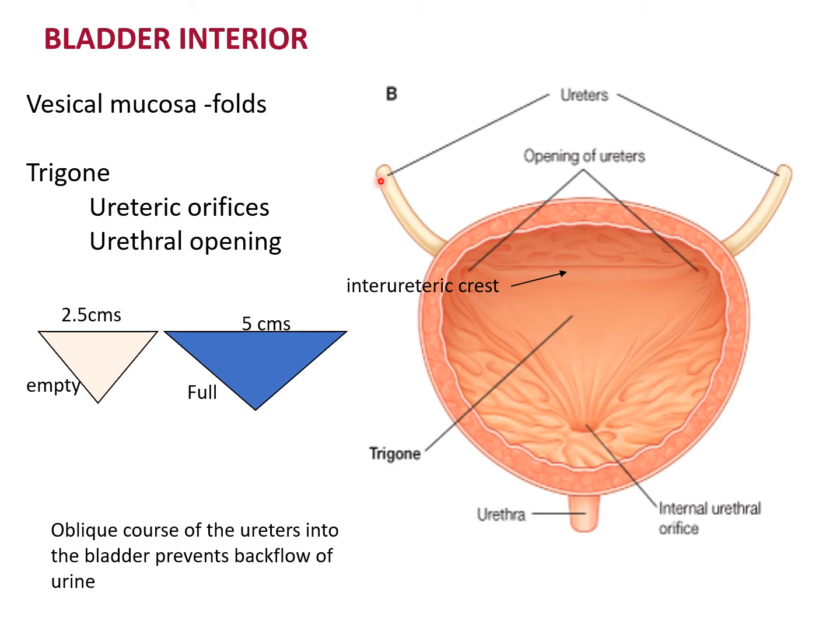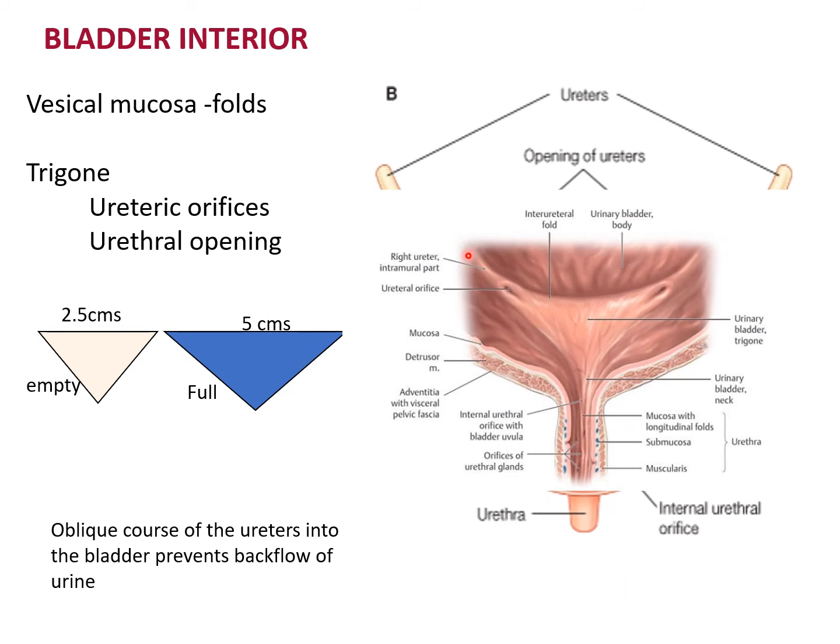The ureters, when they enter the bladder, pierce the bladder musculature. After they have pierced it, there is a part of the ureter which runs inside the muscular wall, and this is known as the intramural part of the ureters. These ureters then open through oblique openings. These ureteric orifices are oblique inside the bladder.